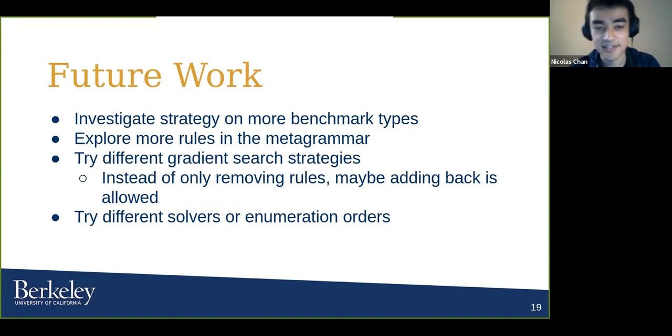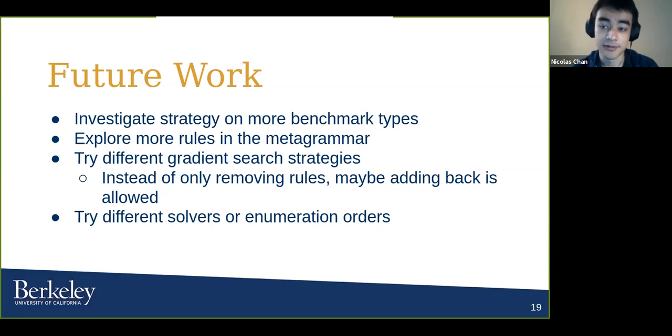So there's more work to be done here. We should investigate the strategy on more benchmark types. So we mostly focused on bit vectors, but there's a lot more to do. We can explore more rules in the metagrammar, so we can get really creative. These metagrammar rules are implemented as Python functions that just take in the benchmark file. You can look at anything in it. You can make decisions. You can do if statements and stuff, and decide what, if anything, to add to the grammar. We can try different gradient descent search strategies.